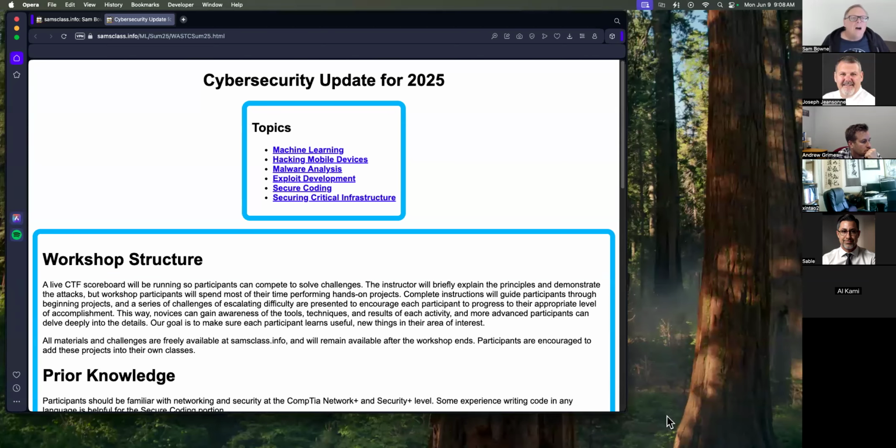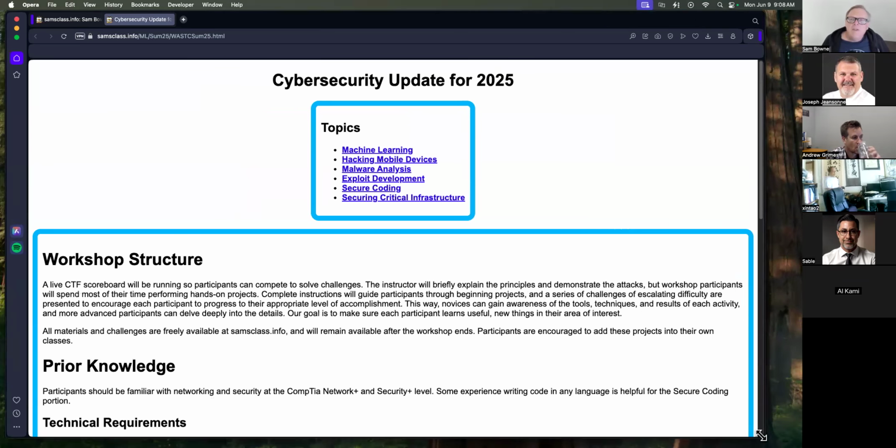All right, folks. Well, this is the Cybersecurity Update Workshop. And the main thing about this workshop is it's a hands-on workshop. You are not going to be watching a lot of PowerPoints. I have a couple presentations and some brief demonstrations, but most of the time you're going to be doing things. That's certainly what I prefer to do.